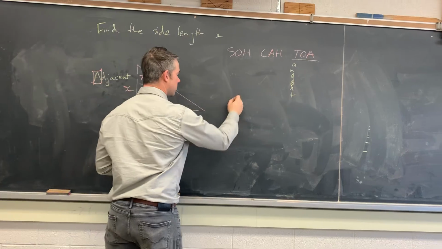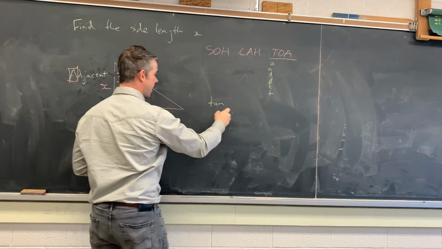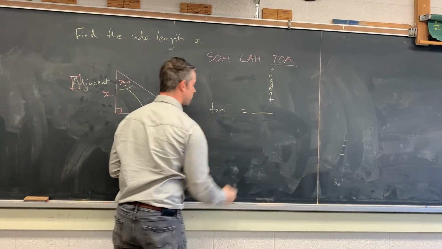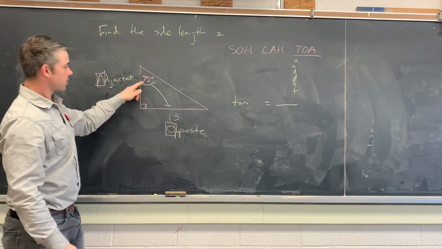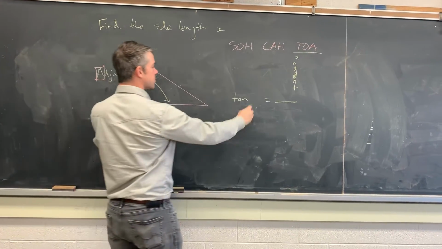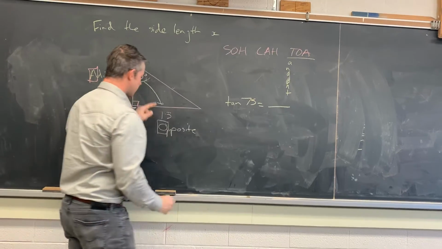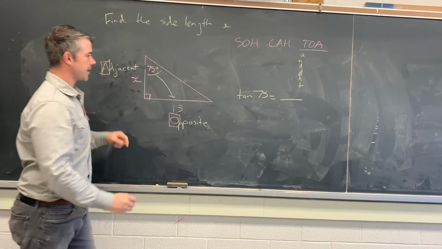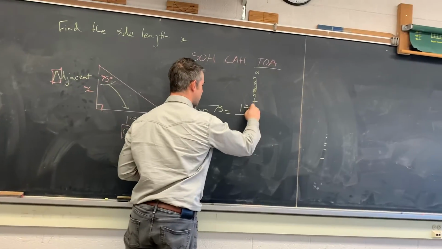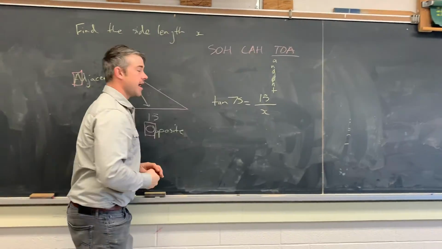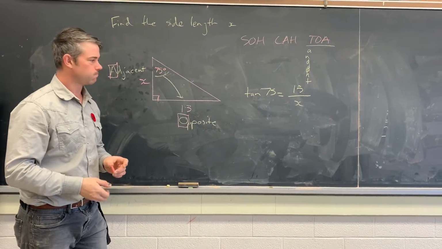So we'll set it up. We do the ratio name, we leave room for the angle, and we create a fraction. So our angle was 75, so we'll do tangent of 75, and that's going to be equal to 15 over x. That's 15 over x. And now we need to solve for x.